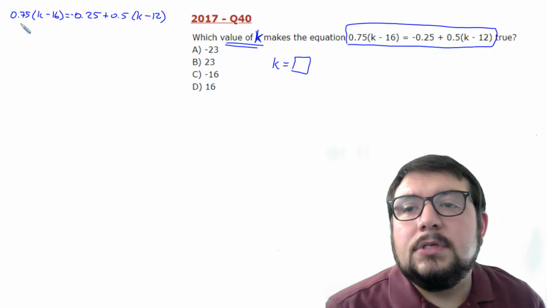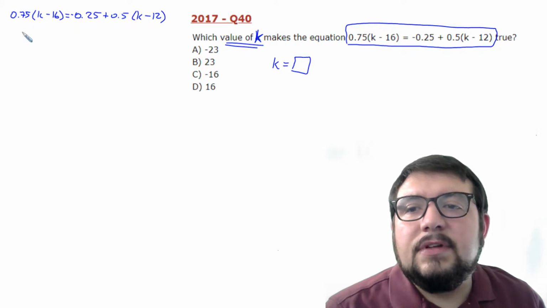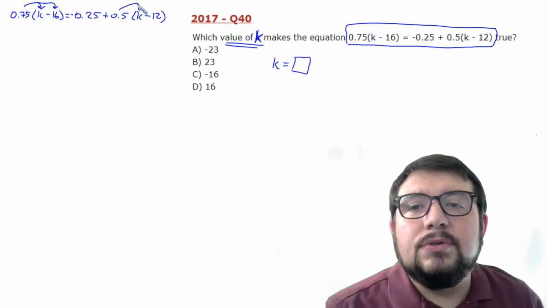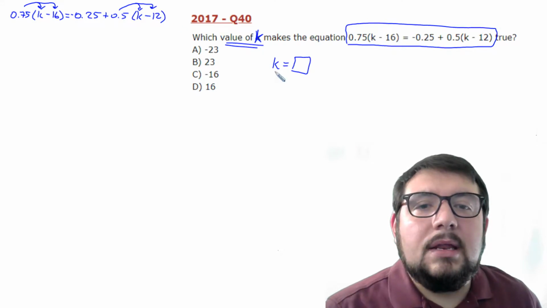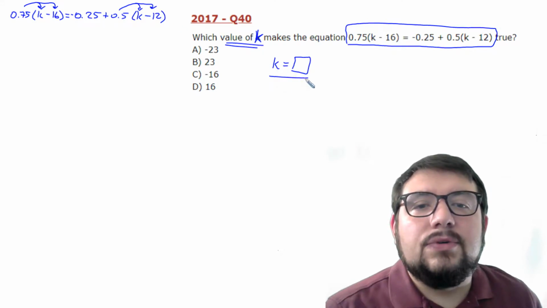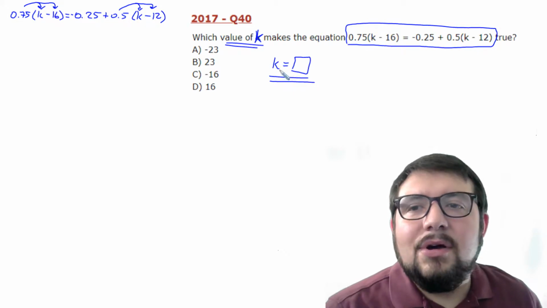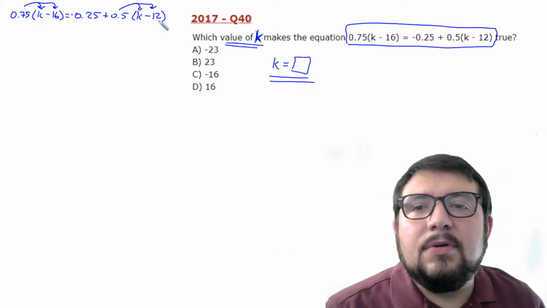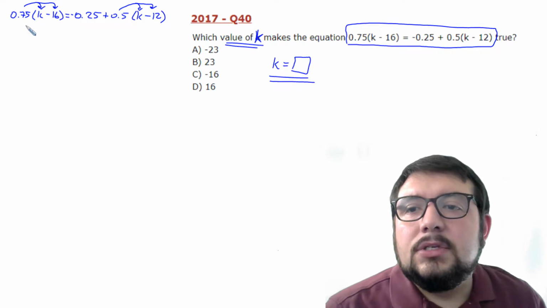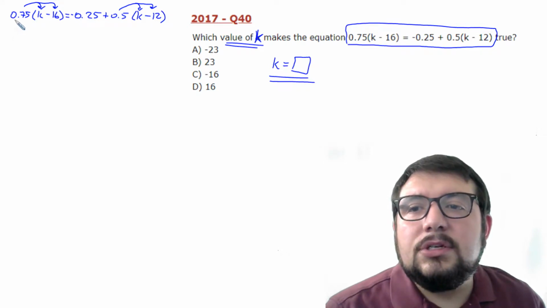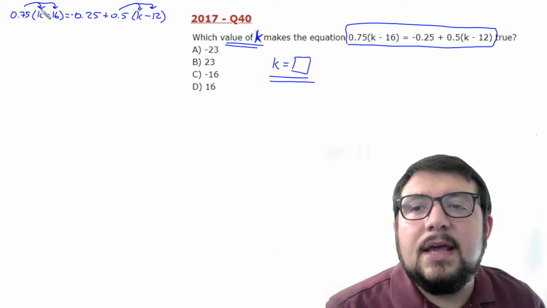Okay, so let's do this. 0.75, I'm going to take that and distribute it. So step one is to basically eliminate my parentheses by using distribution. Because look, in my answer choice, k equals a number, are there parentheses involved? No. So I want to eliminate my parentheses first. So here I'm going to distribute. Now distribute means take that term outside and multiply it with both terms on the inside.